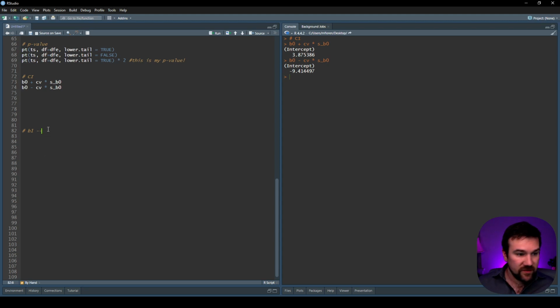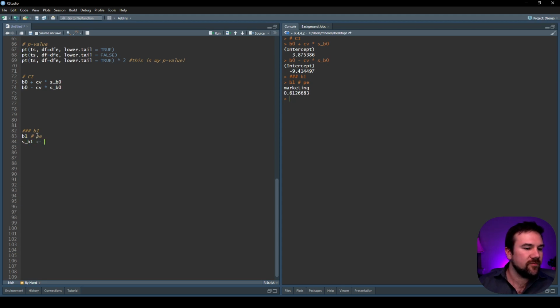I guess I don't want to make that a section. We'll just do a lot of hashtags. So for my test of the slope, again, I need my point estimate, standard error, and critical value. B1, that I already calculated, is my point estimate. So I'll be using that throughout.